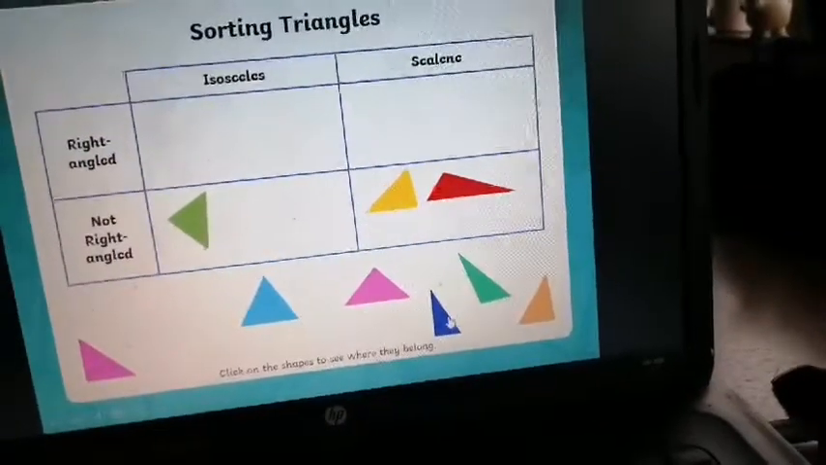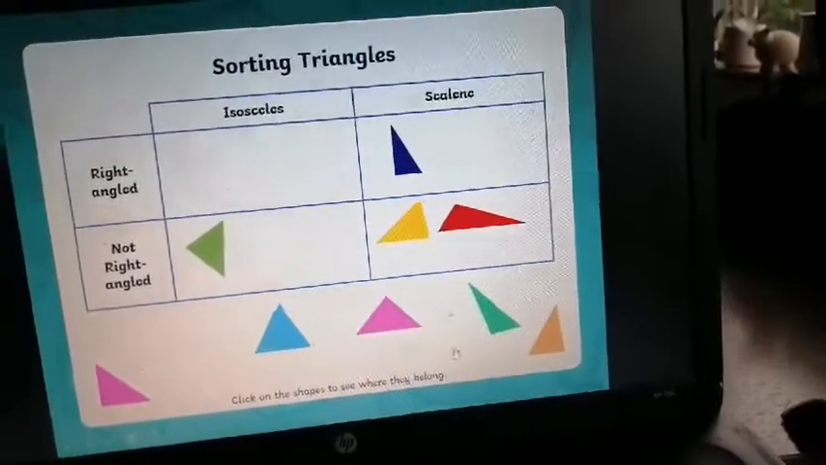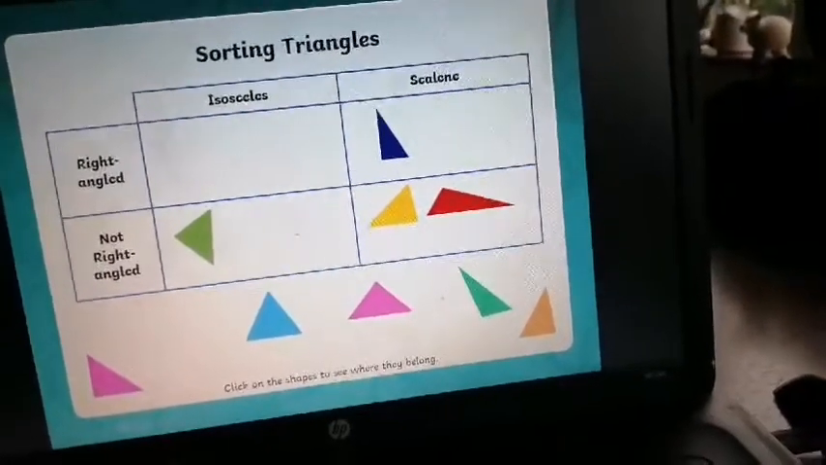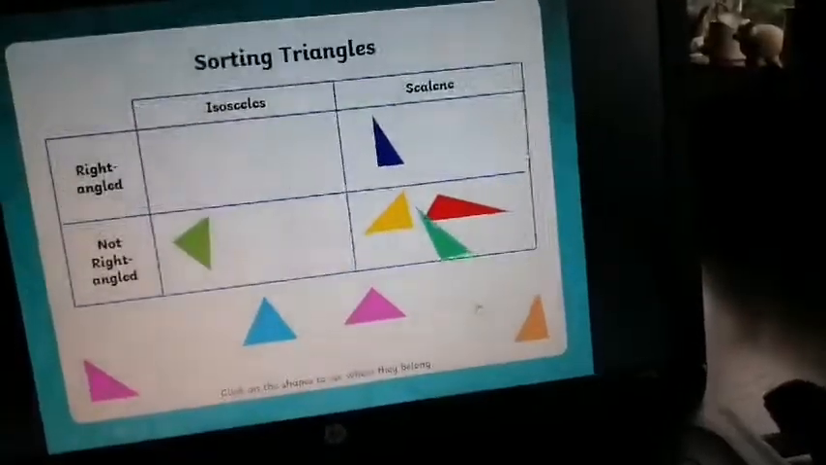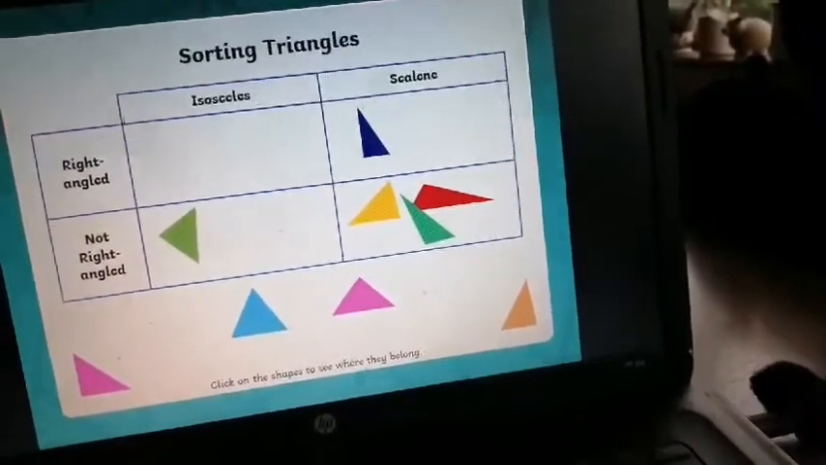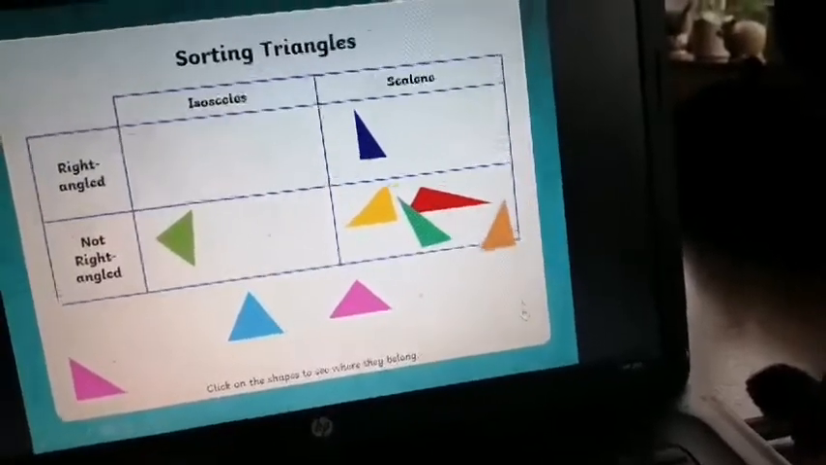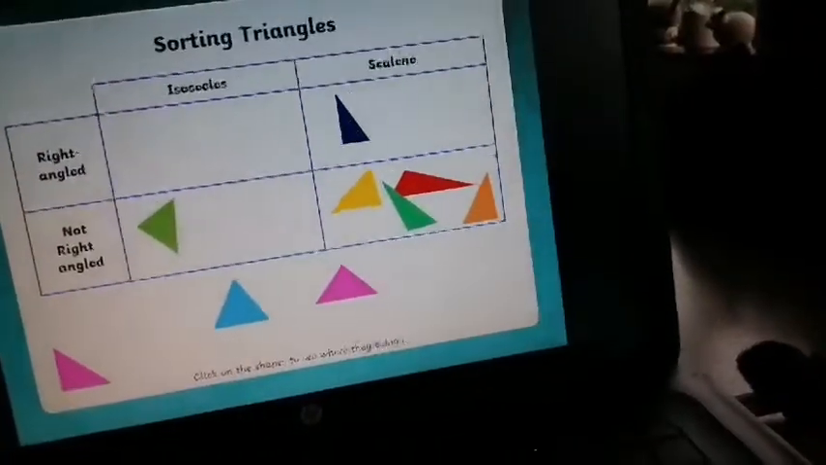This red one, also a scalene, not right-angled. This one looks right-angled, I imagine. This is a scalene, right-angled triangle. This one is also a not right-angled scalene triangle. This one is a not right-angled scalene triangle.